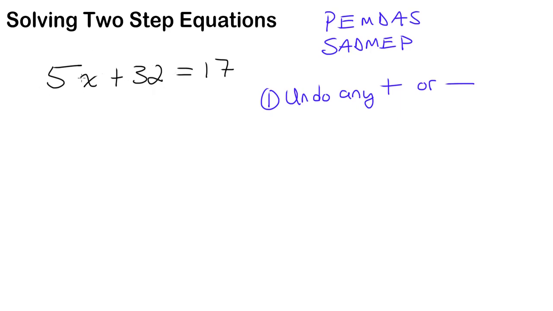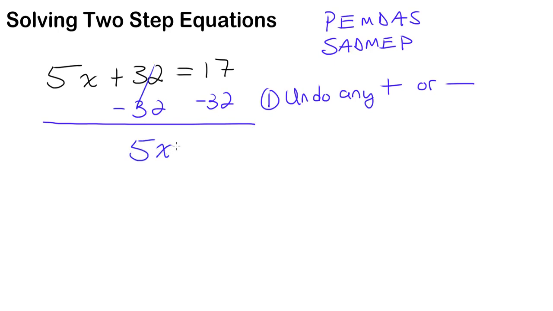But if you're confused as to which one of these is the addition, remember that this 5 is right next to the variable x with no signs in between, so that is multiplication. So we know we need to get rid of this positive 32, so we're going to subtract 32 from both sides. So we end up with 5x equals negative 15. And once you perform the first step in solving a two-step equation, you're left with a basic one-step equation, right?